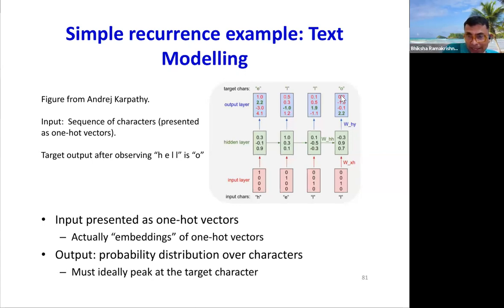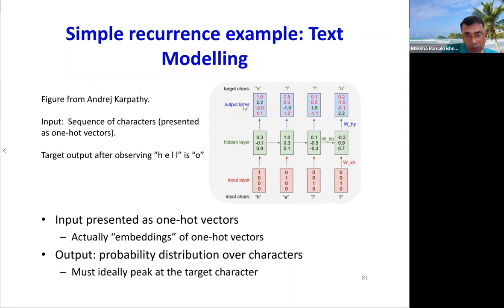Words and characters are symbols, while neural networks require the input to be numeric, right? So the inputs are going to be represented as one hot vectors, as shown in the input layer here. Actually, we will represent it as embedding vectors derived from these one hot vectors. We'll see how in a few minutes.